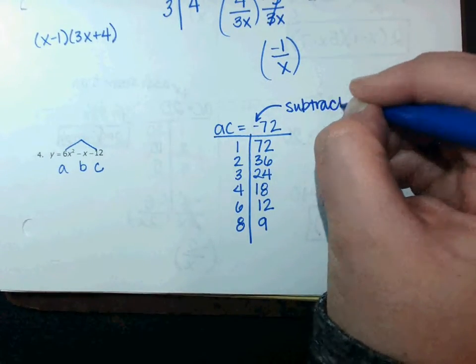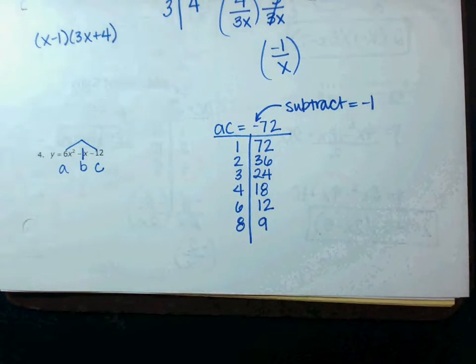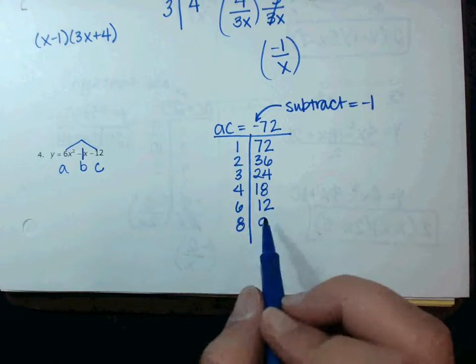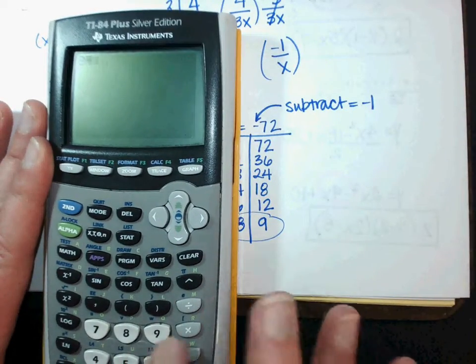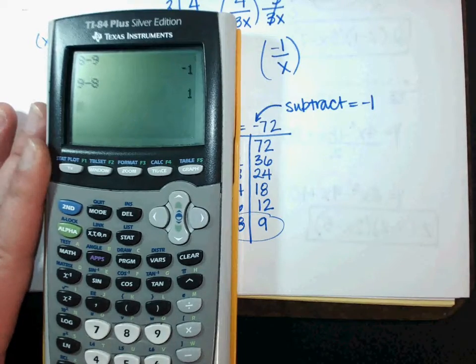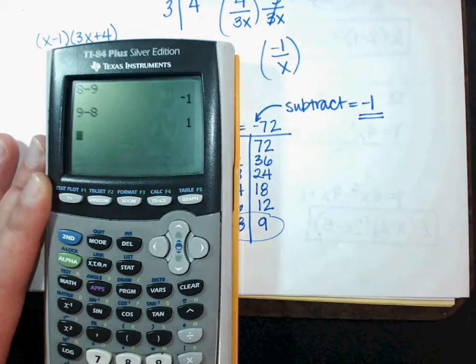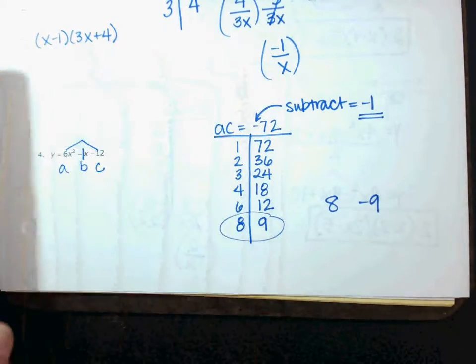What do I want them to subtract to be? Negative 1. Okay, look at your list. Which one is one apart from each other? 8 and 9. Then I'm going to check in my calculator. Do I want 8 minus 9 or do I want 9 minus 8? 8 minus 9, because notice I want a negative 1. So I'm going to have positive 8 minus 9. What am I dividing both of those by?